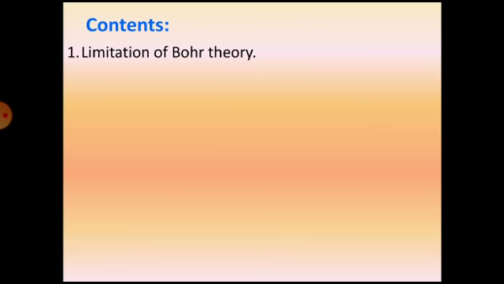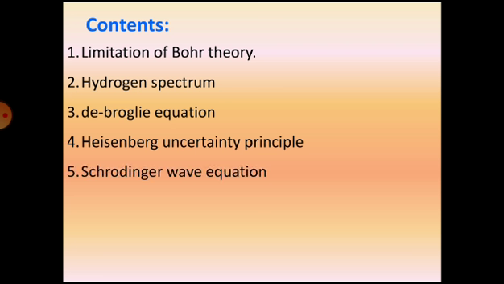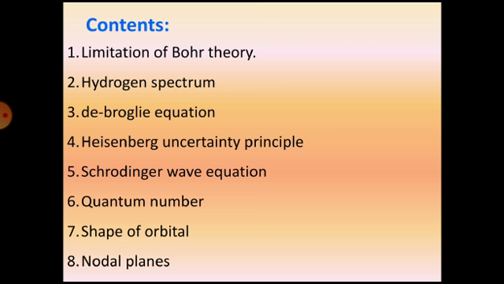Let us see the contents of today's class. The first, we will study the limitations of Bohr theory. The second, the hydrogen spectrum. Third one, de Broglie equation. Fourth, Heisenberg uncertainty principle. Fifth, Schrödinger wave equation. Sixth, quantum numbers. Seventh, shape of orbital. And eighth, nodal planes. We'll try to cover the maximum points in today's class. So let us start without wasting the time.